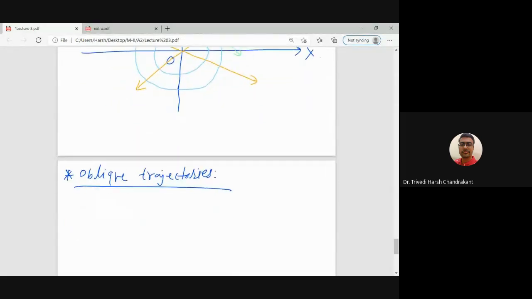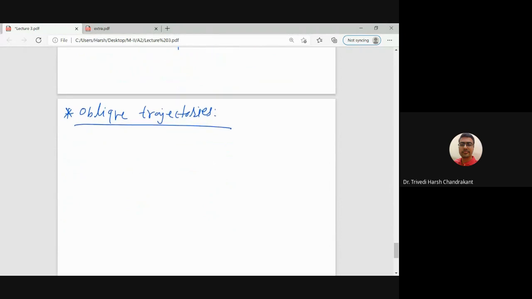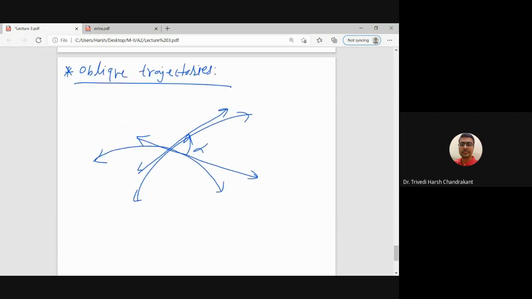So in oblique trajectories, we are given two curves in the same way as orthogonal trajectories, and we have tangents at the point of intersection, and the angle between tangents is alpha. So what we will do is we will do the same procedure here. So the first family, suppose the differential equation is f of xy.